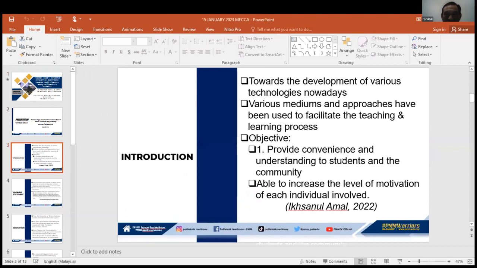And then the introduction: towards the development of various technologies nowadays, various mediums and approaches have been used to facilitate the teaching and learning process. The objective, first, is to provide convenience and understanding to students and the community, and to be able to increase the level of motivation of each individual involved, by Ihsanul Amal 2022.